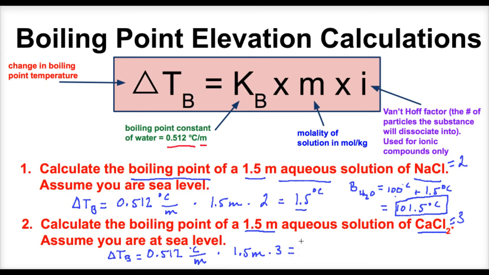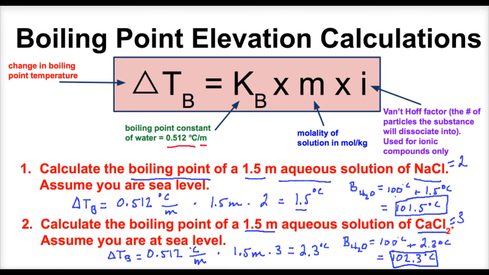I'll put this in our calculator, 0.512 times 1.5 times 3, and we end up with 2.3. So the solution's boiling point is going to be changed by 2.3 degrees Celsius. We need to now add this to the boiling point of water at sea level, which we know is 100 degrees. And we will end up with the boiling point of this solution equaling 102.3 degrees Celsius. Okay, so the final boiling point of this solution is going to be 102.3 degrees Celsius.